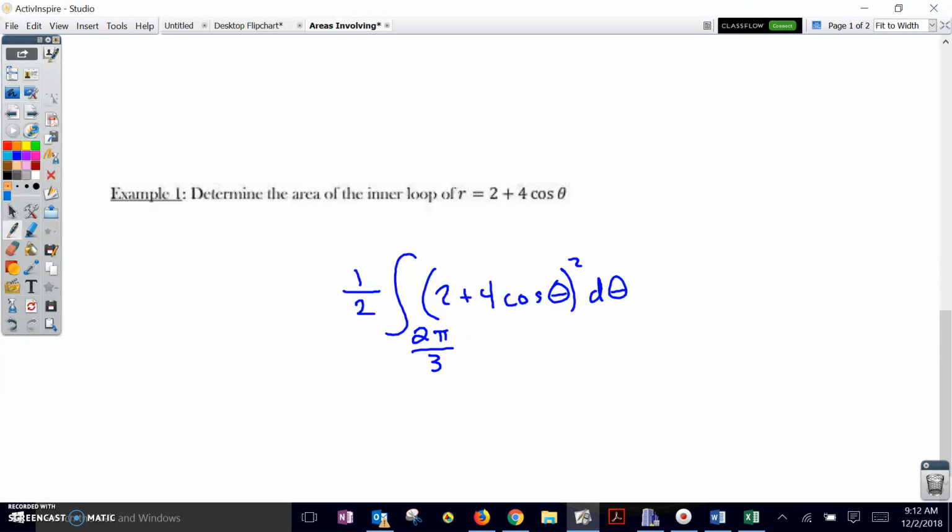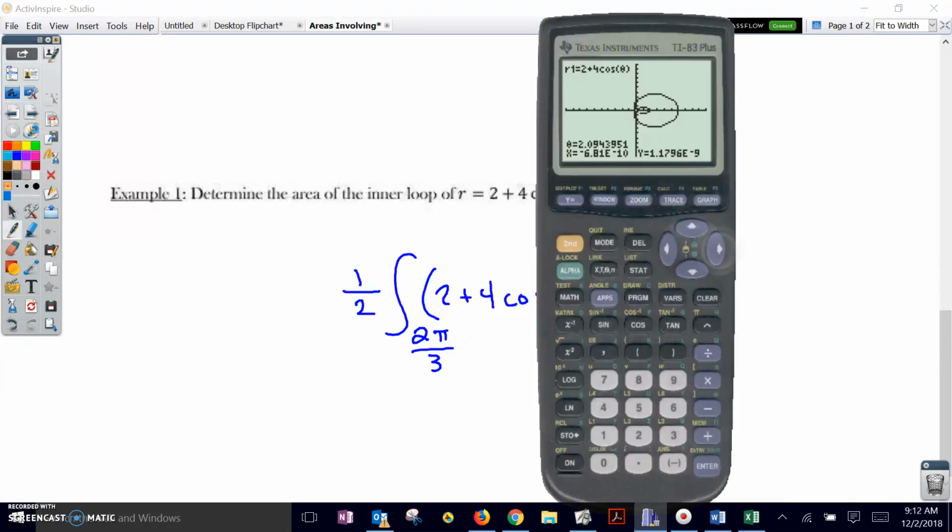And our upper limit of integration to find the area inside this inner loop, I'm going to go around till where we get back to the pole, and that's at 4.189, which is 4 pi over 3.